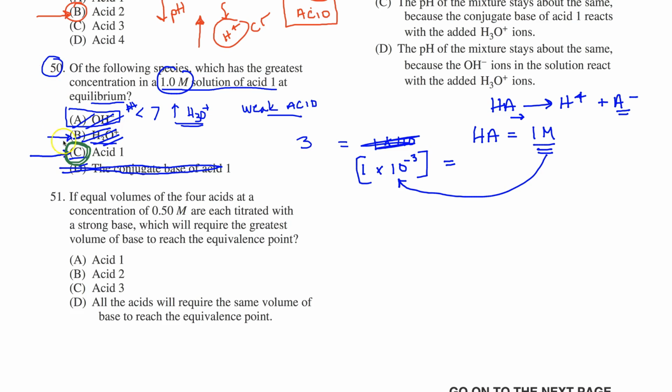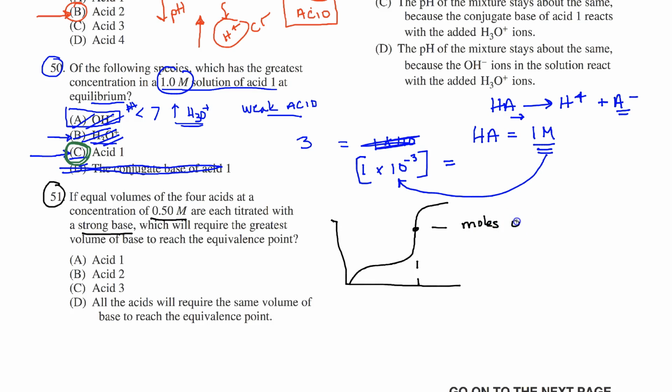Number 51. If equal volumes of 4 acids at the concentration of 0.5 are each titrated with a strong base, which will require the greatest volume to reach the equivalence point? Now we all know the equivalence point, at least we should, for measuring pH over a volume of base added. We're going to get something like this. The equivalence point is going to be the volume needed when the moles of the hydroxide added equal the moles of the protons that the acid has, and that's important.